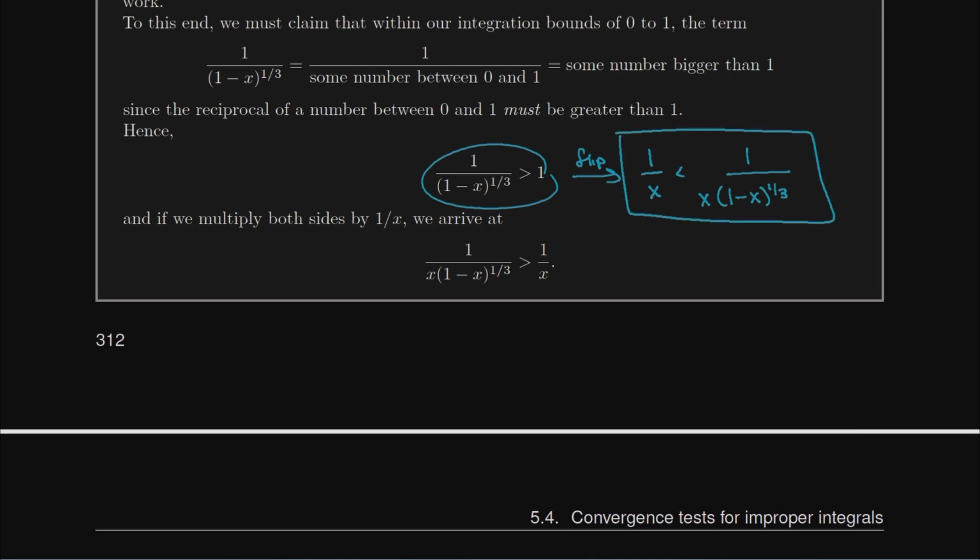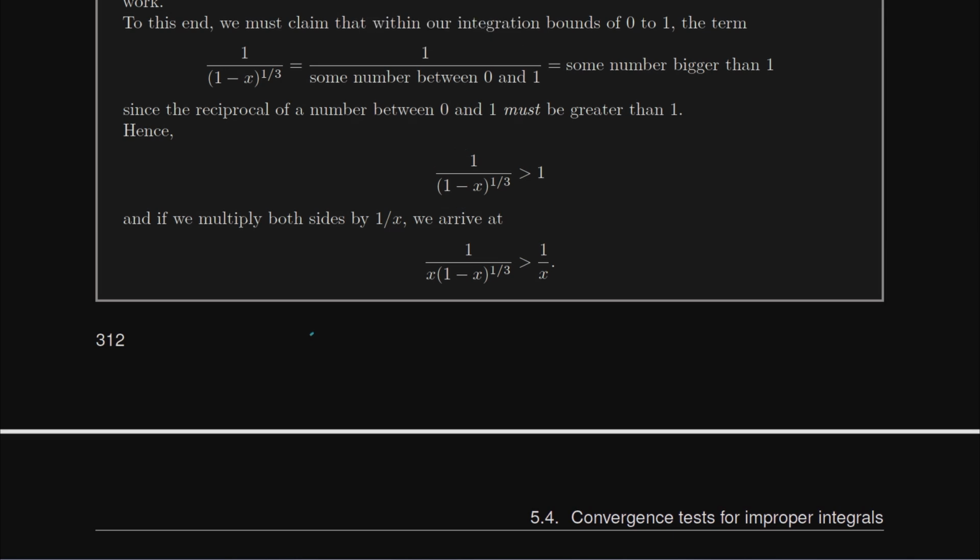And now I've found something smaller than my original integrand. Moreover, this thing that I found that's smaller is exactly the intuition function that was telling me this diverged, right? Because I know that 1 over x diverges, at least within this range. And so what I've actually established is, number one, there is a smaller function, 1 over x, which is less than or equal to 1 over x times (1 minus x)^(1/3). And of course, these are both greater than or equal to 0.